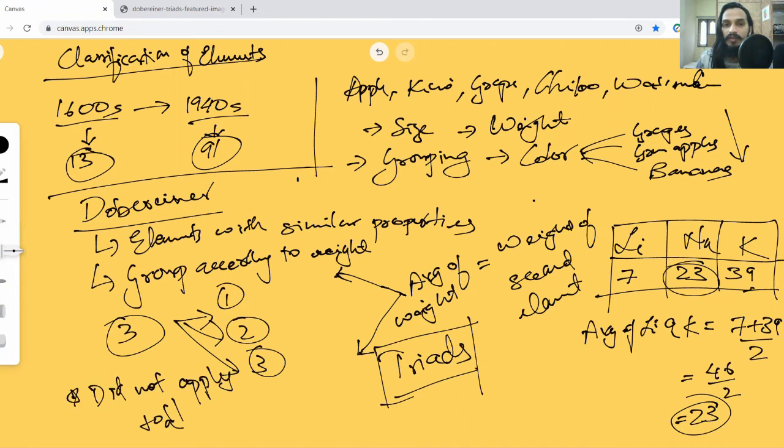So we have learned about something called Dobereiner's law of triads. In the next class, we're going to go through the next attempt of classifying elements. We'll talk about that in the next class.